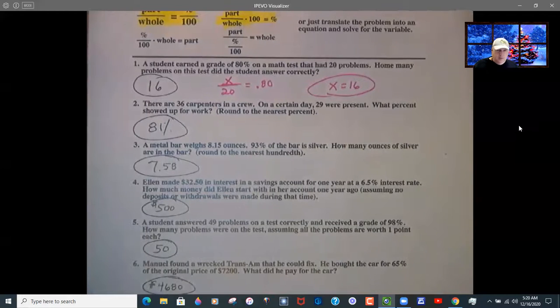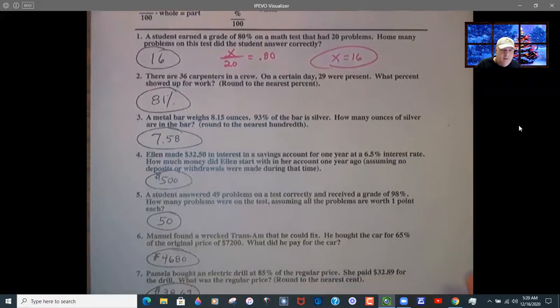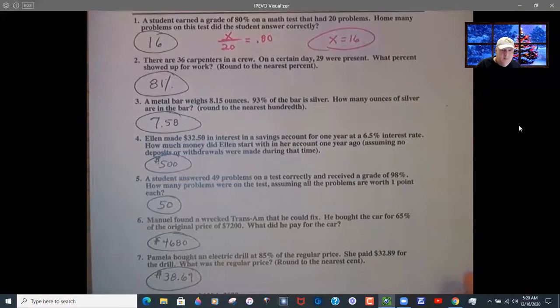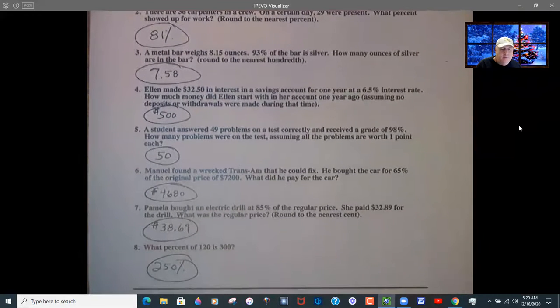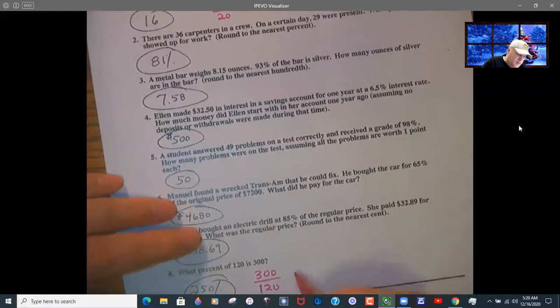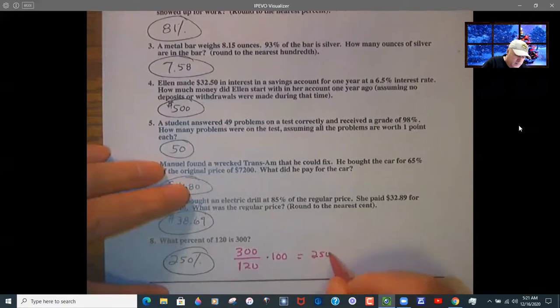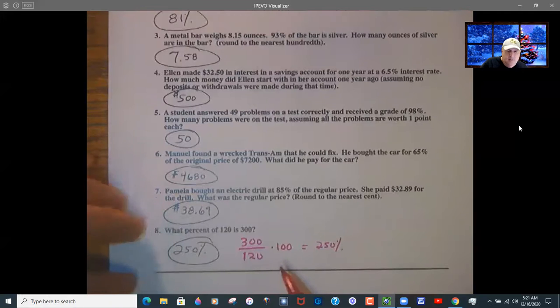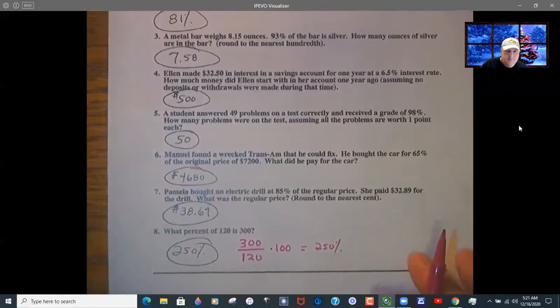Number two, the part is 29, the whole is 36. Just be aware that sometimes the part is more than the whole. That's kind of an extra credit type of thing. What percent of 120 is 300? So 300 over 120 times 100. So this would be 250. If you did this without the 100, you'd have 2.5.